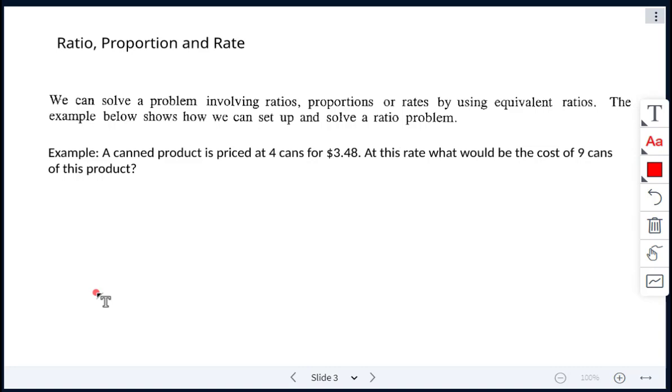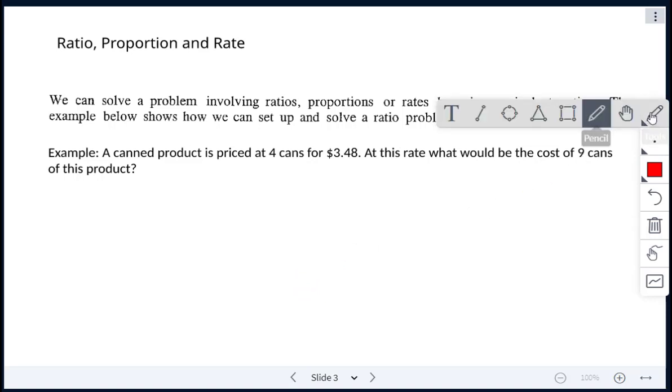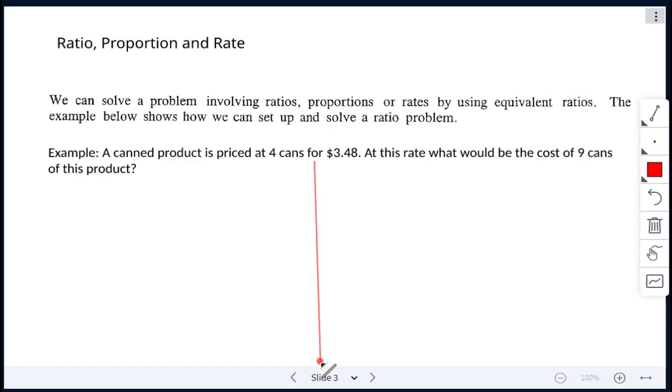So here is our first example. A canned product is priced at 4 cans for $3.48. At this rate, what would be the cost of 9 cans of this product? I'm going to show you two ways you can set up your ratio. So we'll just draw a line here and we'll go through both ways.